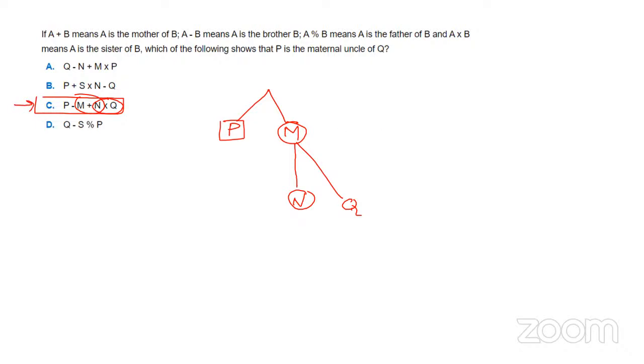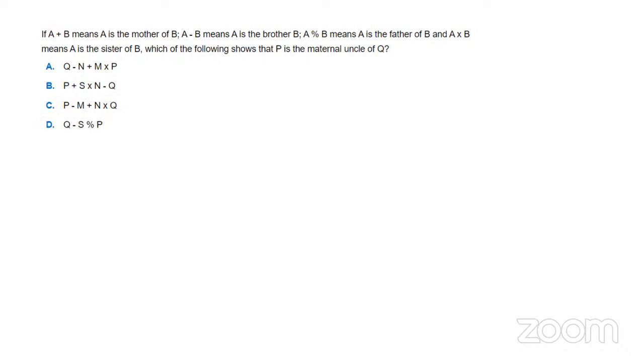But in this case, since you eliminated the rest of the options, you don't need to draw the family tree to get the answer. But in some cases, if you have two answer options left after elimination, you clearly need to draw the family tree to confirm which would be the right answer.